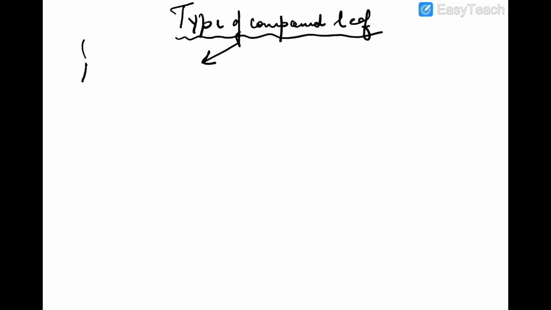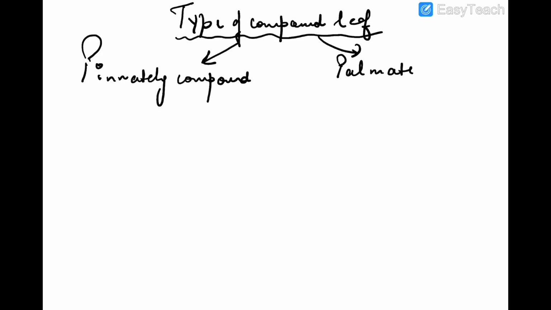Now let us look at types of compound leaf. Compound leaves are of two types. First is pinnately compound and second is palmately compound. Pinnately compound are those leaves which are, I am drawing the pinnately compound leaf first.